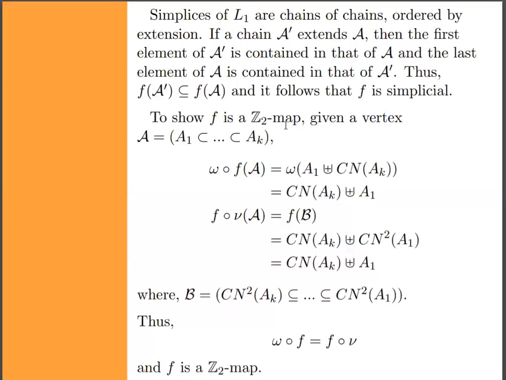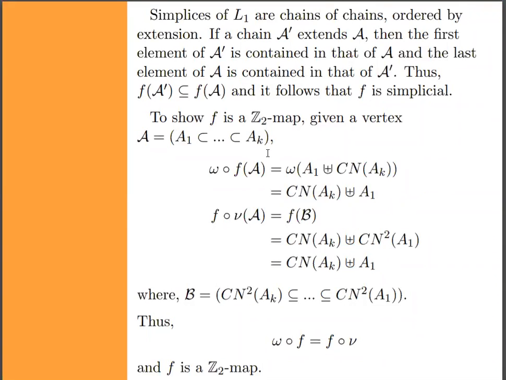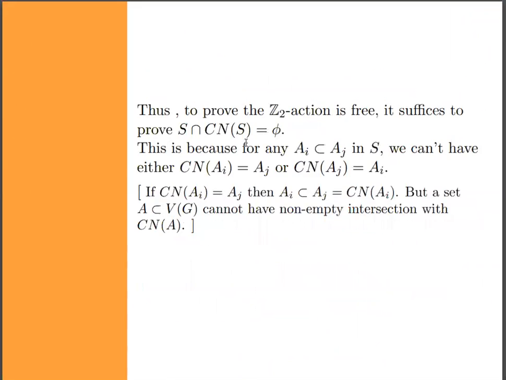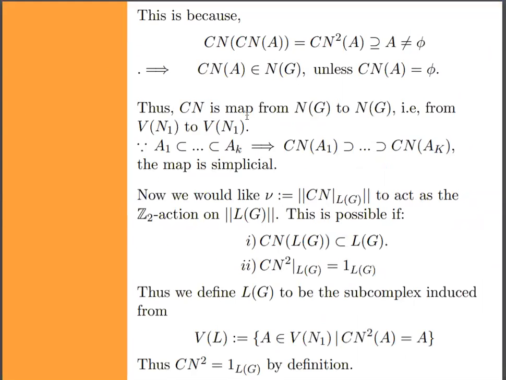To show that f is a simplicial set map, we just check this. Omega composed with f of A is this thing, and f composed with nu of A is, again, we can see that it is going to be the same thing. So basically omega composed with f is f composed with nu, and f is a simplicial set map here. So basically we have constructed the L of G, and thus we are done with those two inequalities, this one and this one. Basically this was the only lemma that we had to prove before.